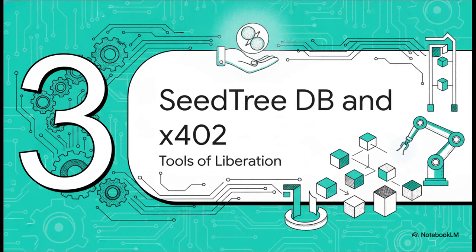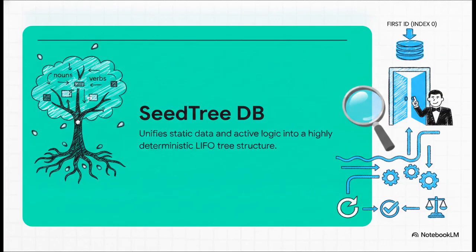Section 3, SeedTree DB and X402. Now, let's see how all of this builds into the literal deterministic tools of liberation that can seamlessly translate your human intent into physical execution. Enter SeedTree DB. You know how standard software violently separates databases, the nouns, from active computing logic, the verbs? Well, SeedTree DB completely solves this by bringing them together into one seamless node.